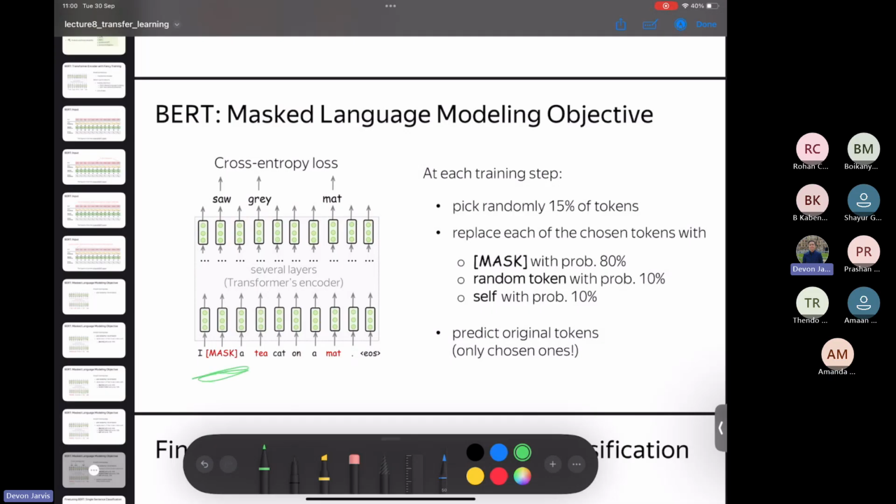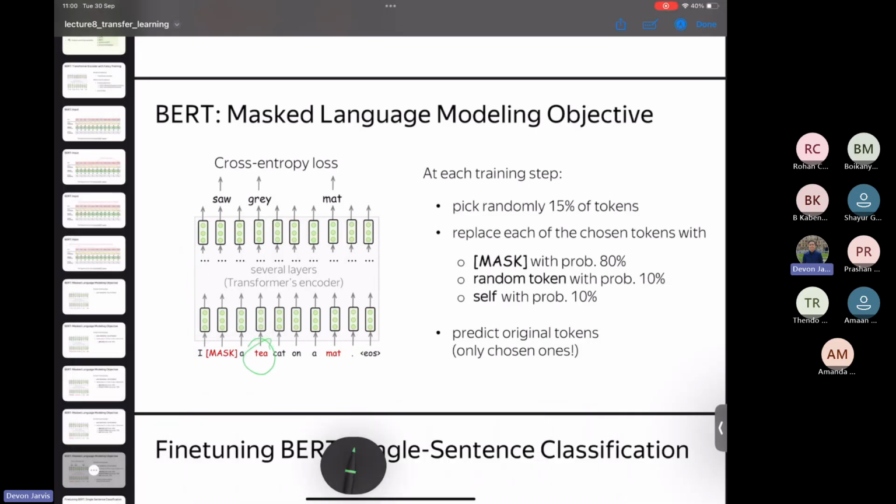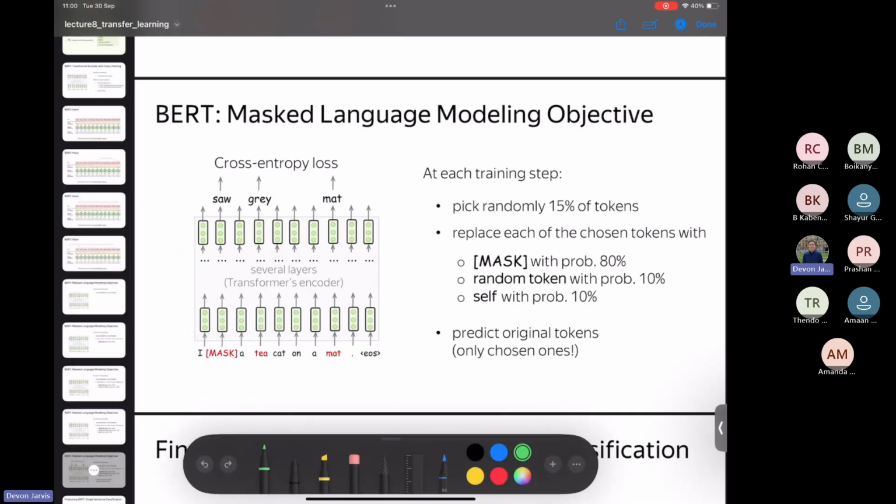Mask, in this case, is semantically meaningless. It can be anywhere in my sentence. So my neural network has to just learn to reconstruct that information. This 10% of a random token is actually more harmful because it can change the semantics of my sentence. But then from here, the neural network has to learn to re-predict those same words.